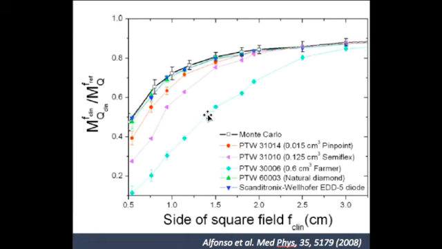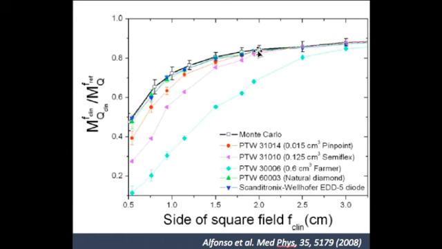So here's the line for a Farmer chamber, this light blue line. That's the 0.6 cc chamber that we saw. That's a relatively large chamber, so at these really small fields, it under-responds relative to where it should be. And this under-response is more than a factor of 2, so it's a big mistake to be using a Farmer chamber for these small fields. That's just too big, doesn't respond the right way.